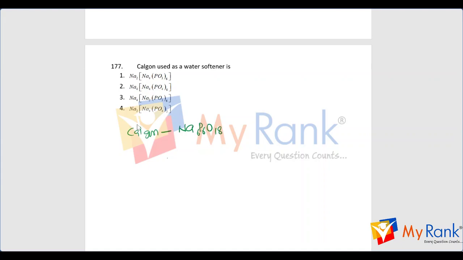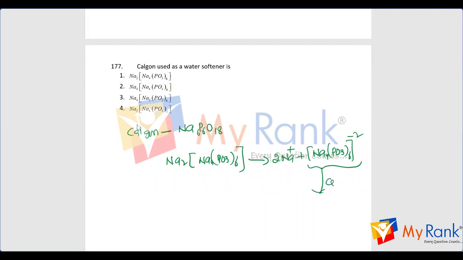The actual form of calgon is Na2[Na4(PO3)6], which dissociates to give 2 Na+ and [Na4(PO3)6]2-. So this will remove the hardness of water. When hot water which contains Ca2+ and Mg2+ passes through this, only these ions, the Na+ ions, will help in the removal of hardness of water.